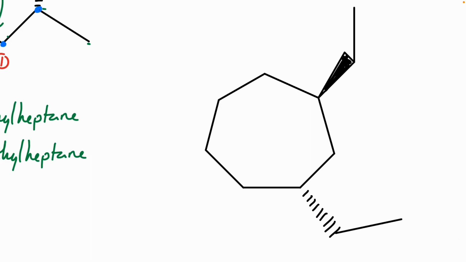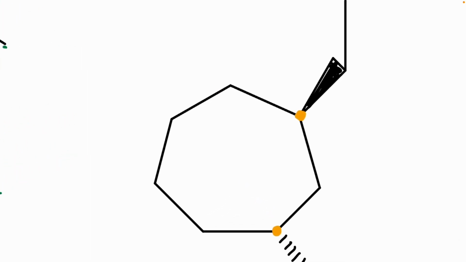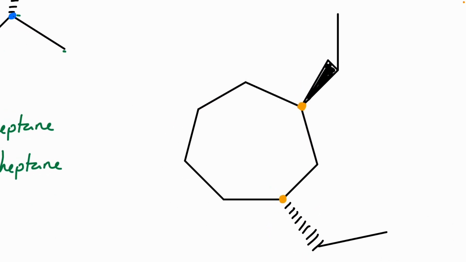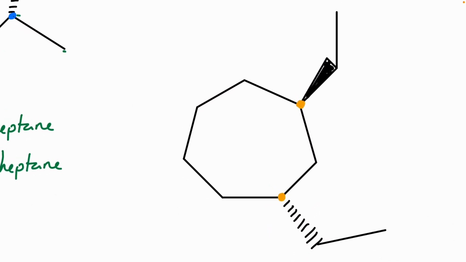I got a 7-membered ring here. All right, so we have these 2 stereocenters. Let's do this top one first. I'm actually going to make a copy of this and do it 2 places, so we can do it each one.